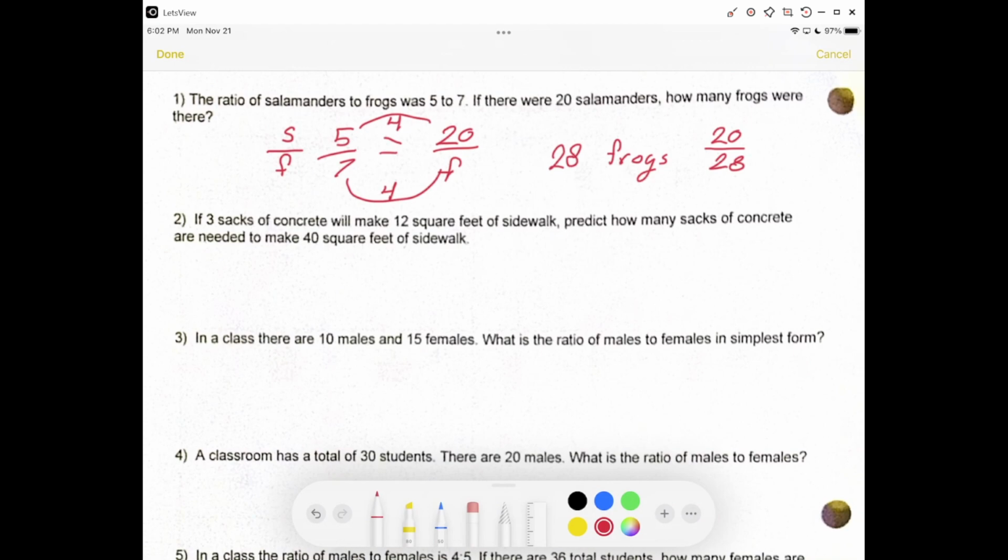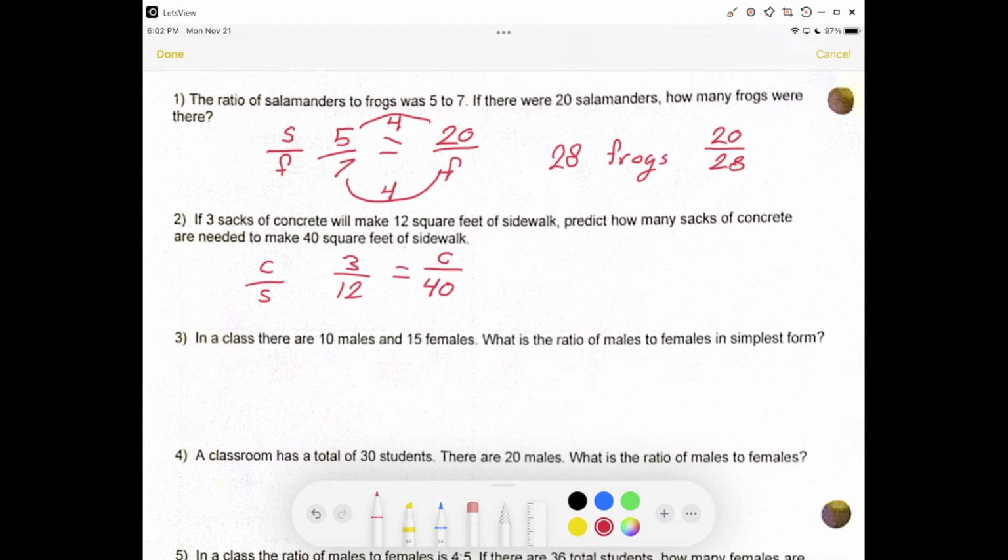If 3 sacks of concrete will make 12 square feet of sidewalk, predict how many sacks of concrete are needed to make 40 square feet of sidewalk. So let's look at this. Concrete to sidewalk, so C to S. So for every 3 sacks, we are getting 12 square feet of sidewalk. And we want 40. We have 40 feet of sidewalk, and we just want to find out what the concrete is. Once again, this is a part-to-part question.